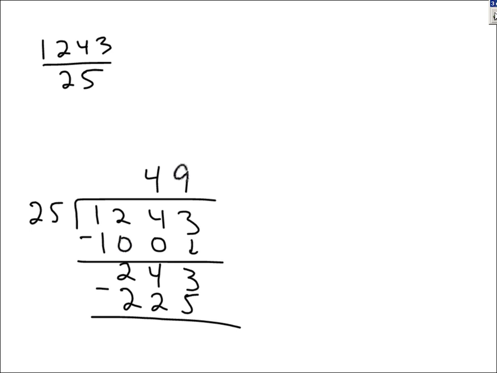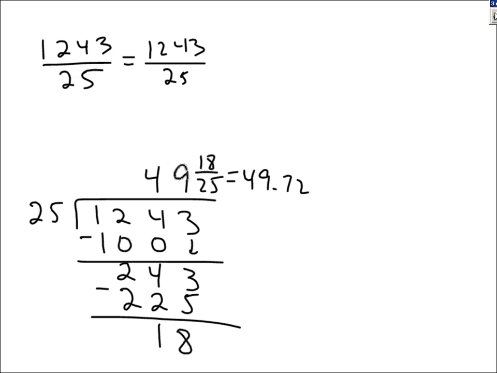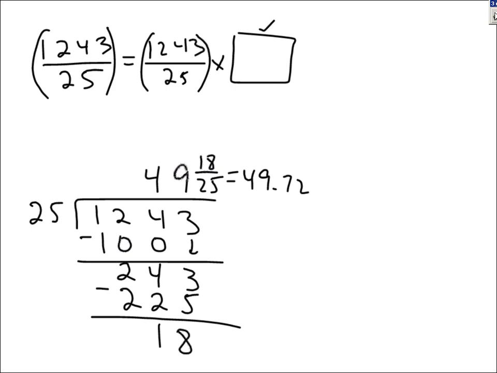If you were to subtract, I guess you'll get 18. So you have 18 over 25, which happens to be 49.72. A much, much easier way of doing this is you can take any number in the world and say it equals itself times 1. If I write 1 in there, well, 1243 over 25, this number, times 1, will certainly equal 1243 over 25.